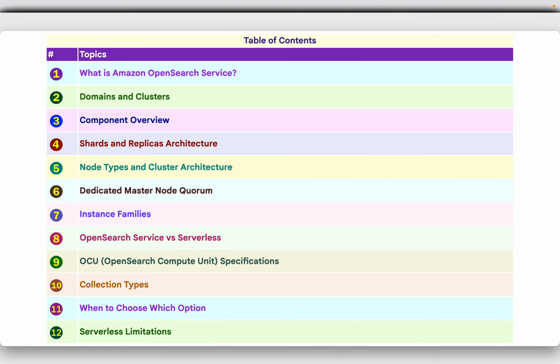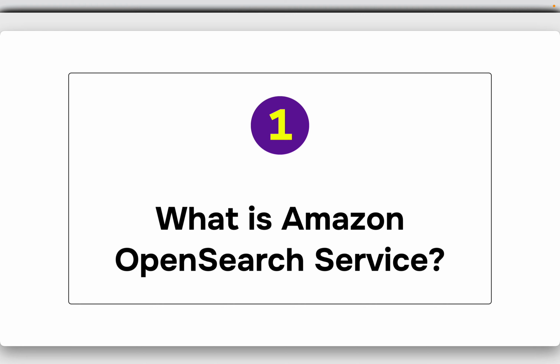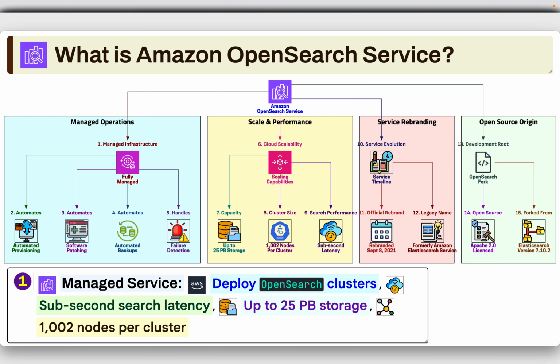So this lecture will contain all these topics. What is Amazon OpenSearch service? Domains and clusters, component overview, shards and replicas architecture, node types and cluster architecture, dedicated master node quorum, instance families, OpenSearch service versus OpenSearch serverless, OpenSearch compute unit specifications, OpenSearch serverless collection types, when to choose which option, and serverless limitations.